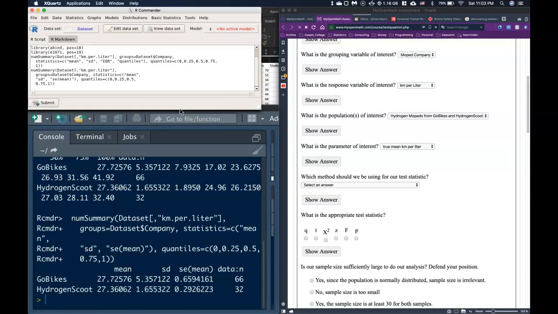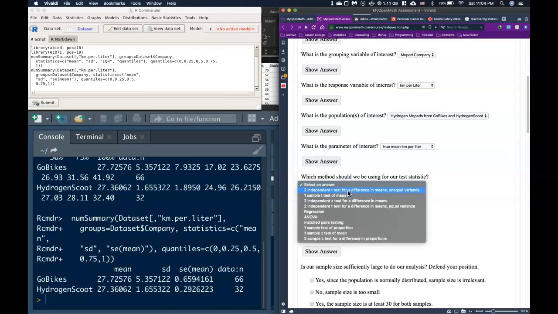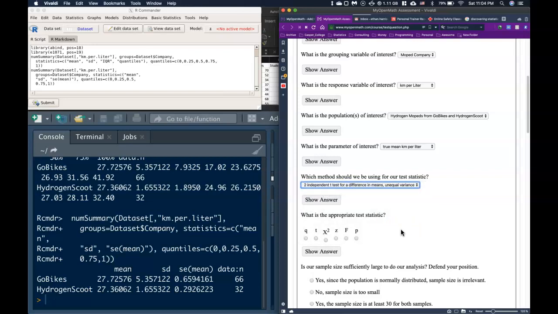Okay, so now we need to see if the original standard deviations of these two groups are close enough to be considered equal. And when we look at them, they are not. GoBikes is more than two times that of Hydrogen Scoot. So because of that, we need to use unequal variance. Let's go down to independent t-test for unequal variance, and double check that we got that. Yep, unequal variances. When it asks what the appropriate test statistic is, since we're using this t-test, we are going to use the t.